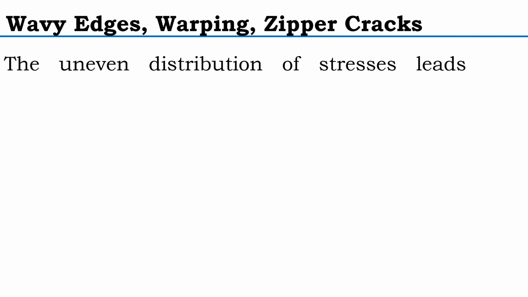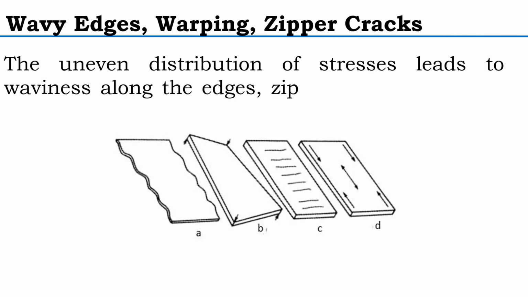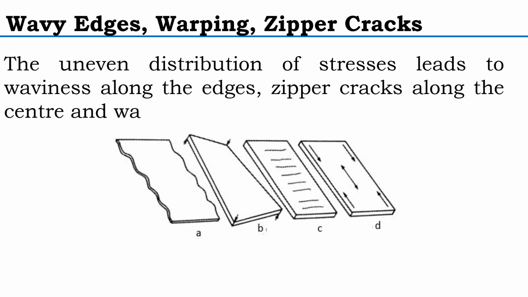Wavy edges, warping, zipper cracks. The uneven distribution of stresses leads to waviness along edges, zipper cracks along the center, and warping as shown.